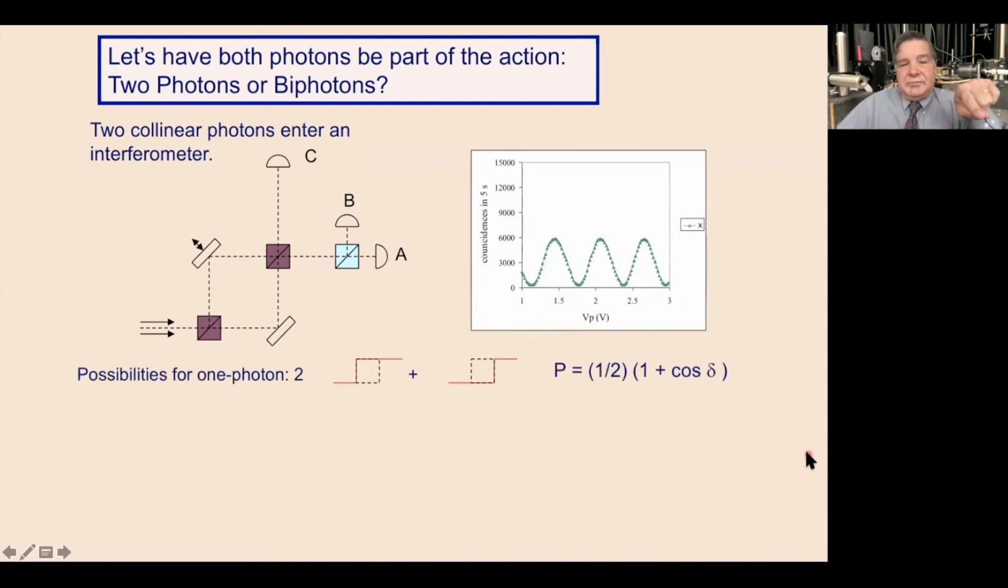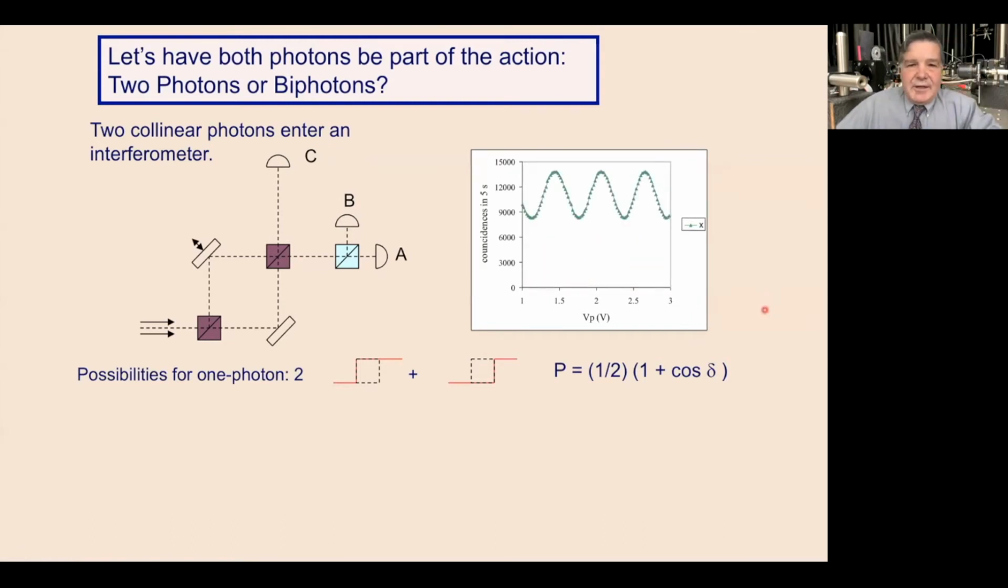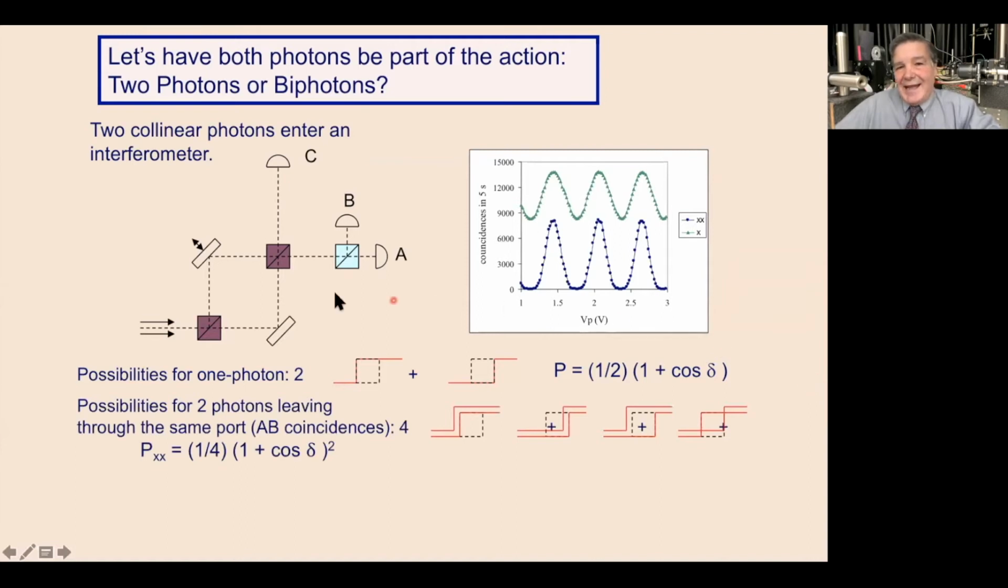First of all, if we do experiments with one photon, then we get this type of interference pattern. I've shown it before. And there are two possibilities, so that's the probability. But now if we have two photons going through the same interferometer and coming out through the same port, say going to B, and we're measuring the A-B coincidences, we have four possibilities. And those four possibilities are not the same as two possibilities, so they add in a different way, and you get this equation. Now, it looks somewhat the same, but this one has a square here and a quarter here. And if you look at the pattern, it's skinny at the top and broad at the bottom. So these two patterns are definitely different.